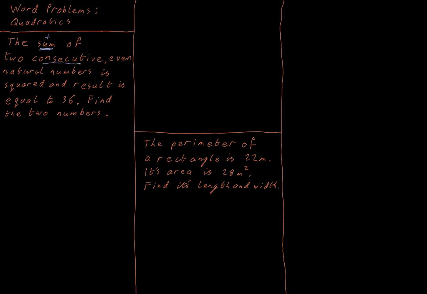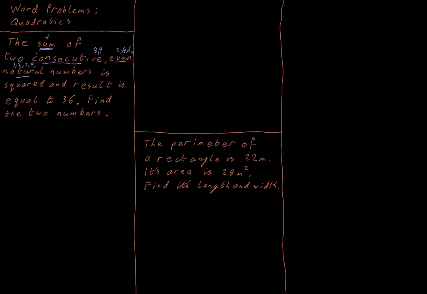Consecutive means one after the other. Like if we were dealing with just whole numbers, it would be 8 and then 9 would be the next consecutive whole number. So it means the next number. Even means that they're divisible by 2. So we'd be talking about stuff like 2, 4, 6, and so on. Natural numbers means that we're dealing with numbers going from the positive whole numbers, so 1, 2, 3, 4, and so on.